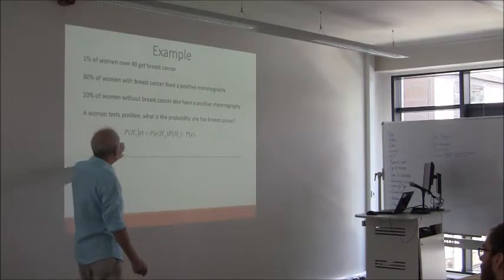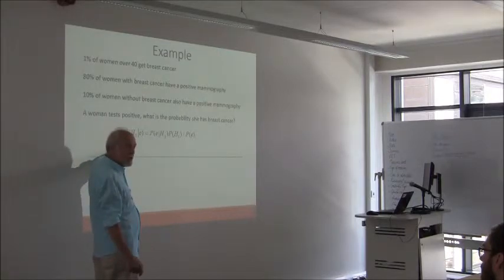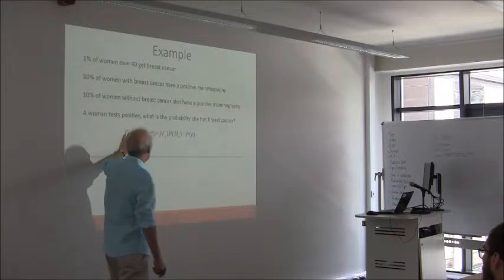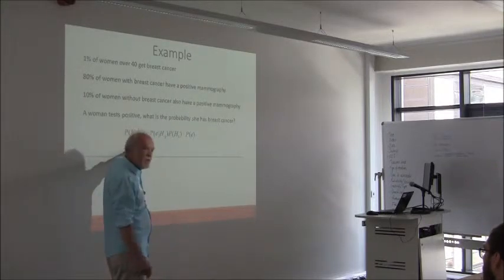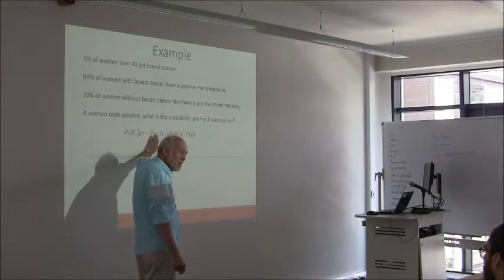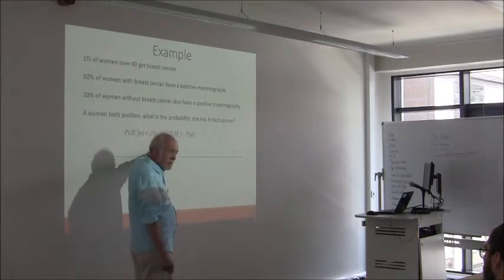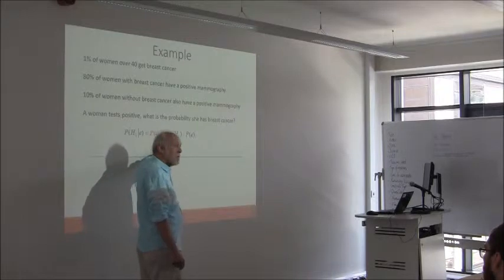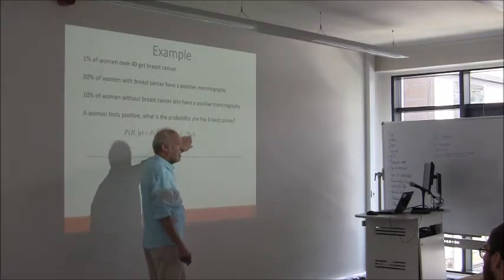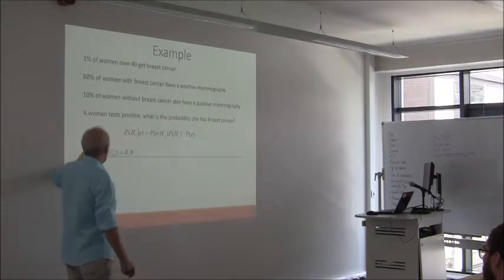So, say H1 is your hypothesis: you have breast cancer. The probability you have breast cancer, given the evidence, given a positive mammography, is equal to the probability of getting a positive mammography, given that you have cancer, times the probability of you having cancer in the first place, before you have the test. And you can work it out.